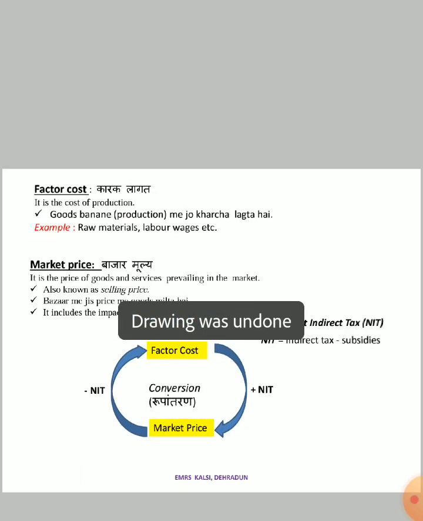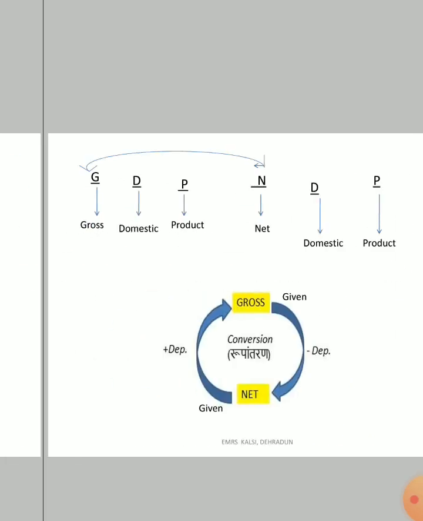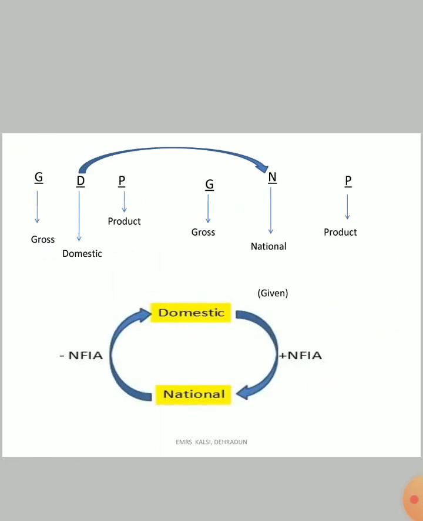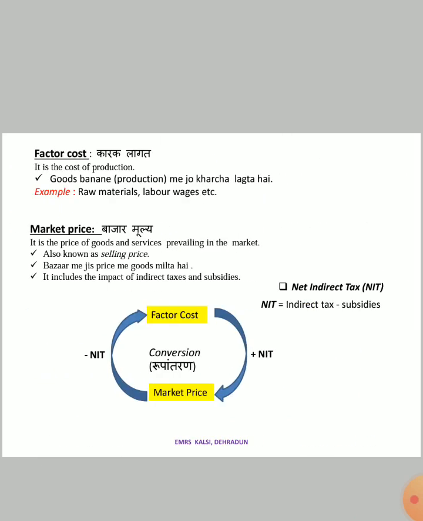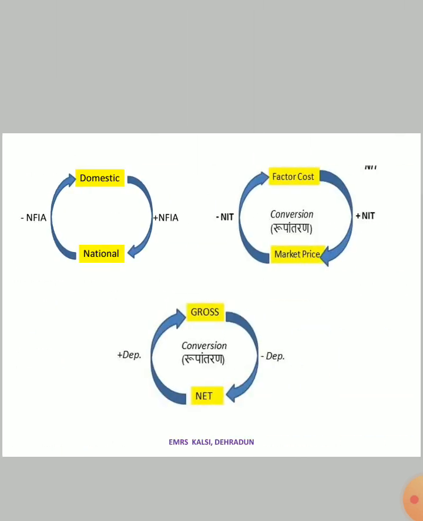So there are three basic conversions here. First is domestic and national, second is gross and net, third is factor cost and market price. These three conversions are really very important. You cannot skip them. These are the three things, you can note them down.